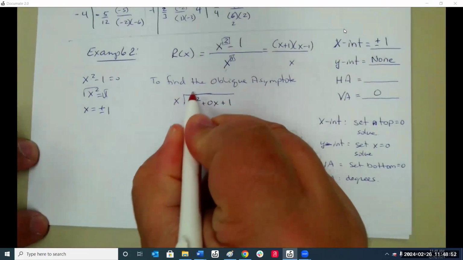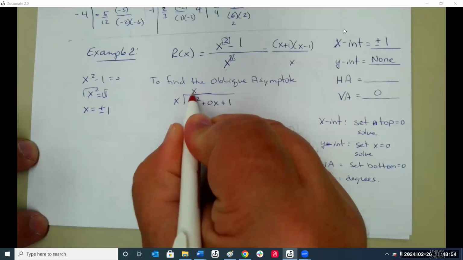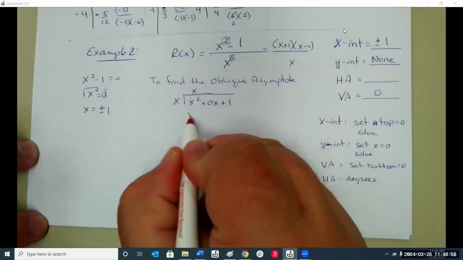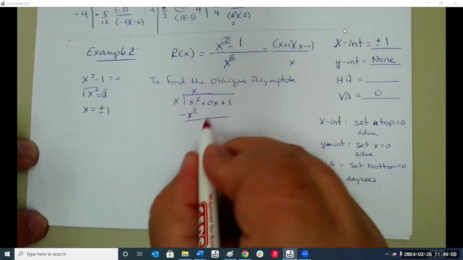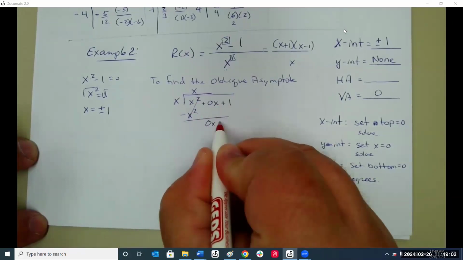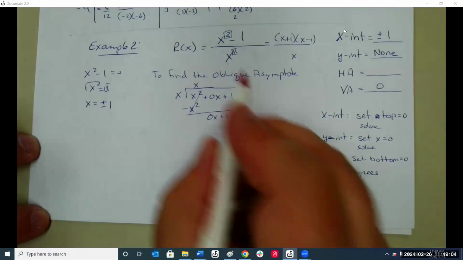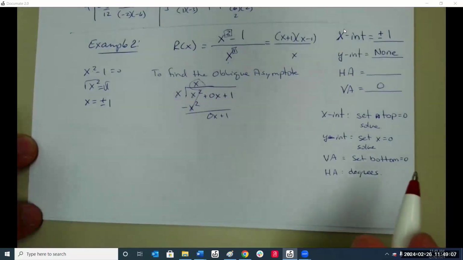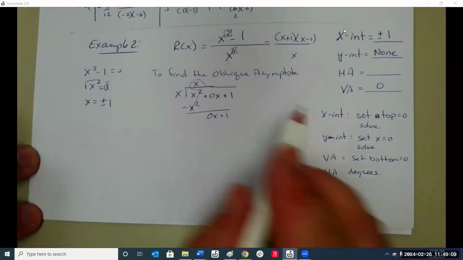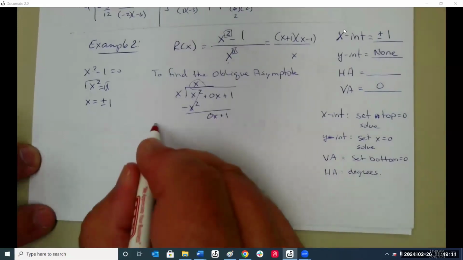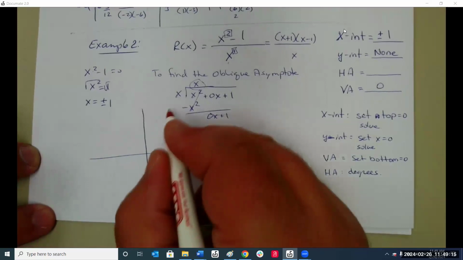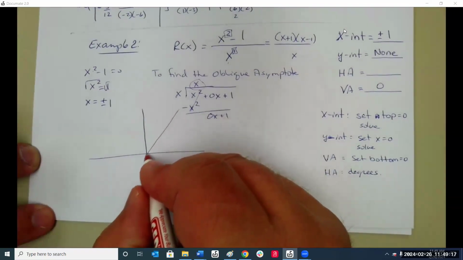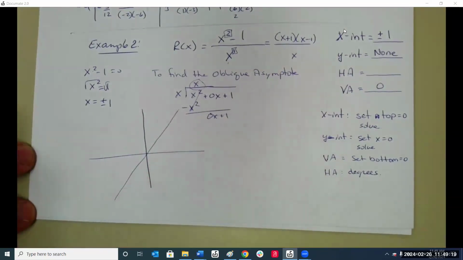What times x gives me x squared? X. Change signs. So that's all we have. It doesn't fit in there. So we know our graph, the oblique asymptote, will look like this.